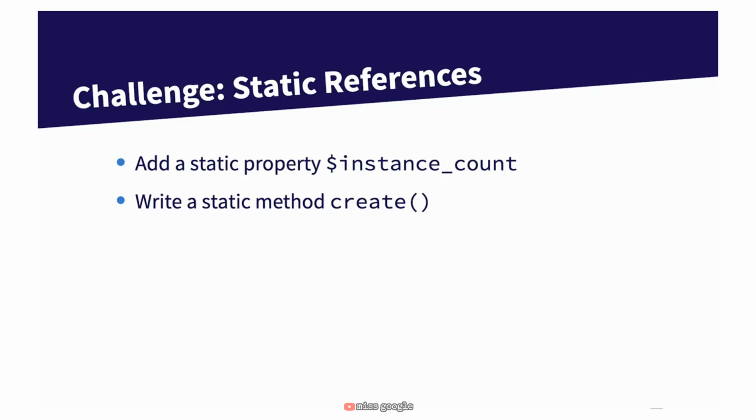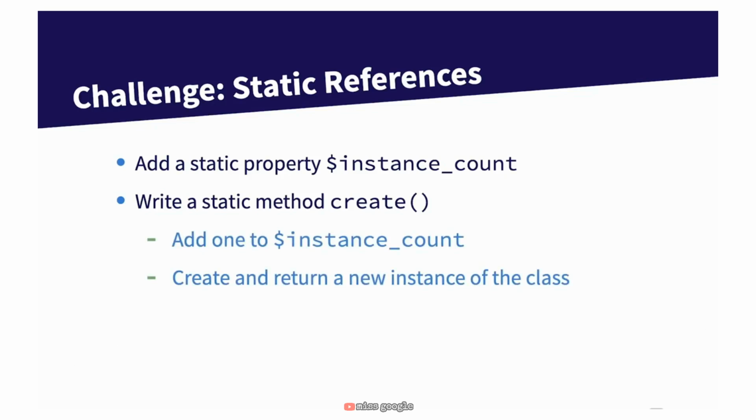The idea behind create is that create is going to create and return a new instance to us. So it'll do two things. It's going to add 1 to that instance count variable, and it's going to create and return a new instance of the class. Now make sure it's the correct class. If it's called on bicycle, it should create and return a bicycle instance. If create is called on unicycle, it should create a unicycle instance. It's a little bit tricky, so spend some time thinking about that.